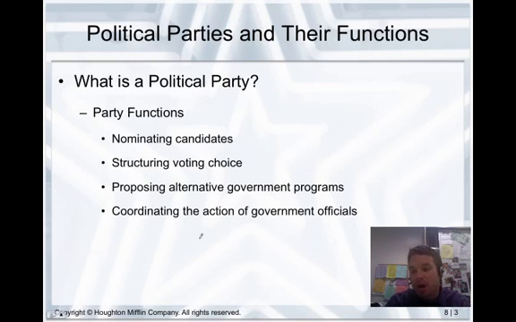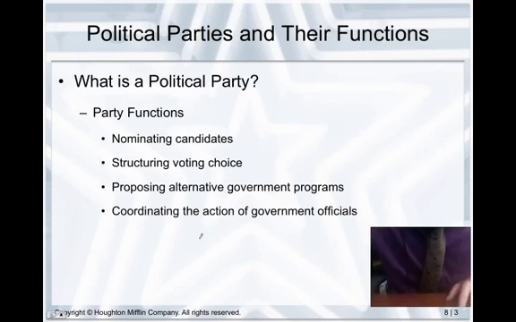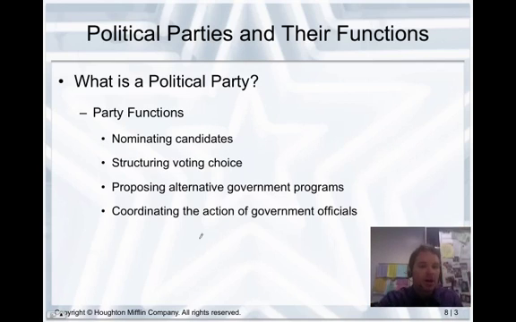Party functions include nominating candidates, so picking candidates that would be good for office. Structuring the voting choice means they're limiting the choices, narrowing it down to some of the main candidates. You don't see two Republicans running against each other in a general election. That would only be in a primary election, so structuring means that there is a primary election and a general election. That's something that the political parties create.